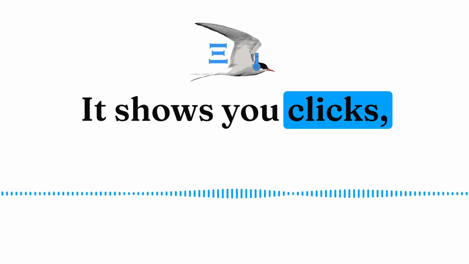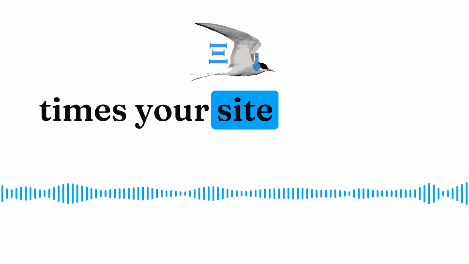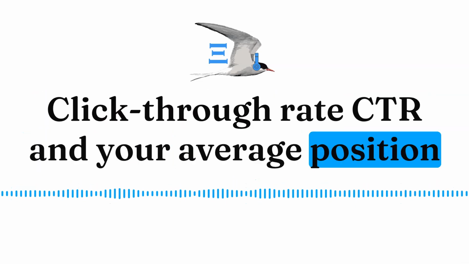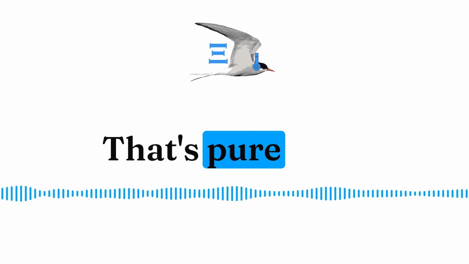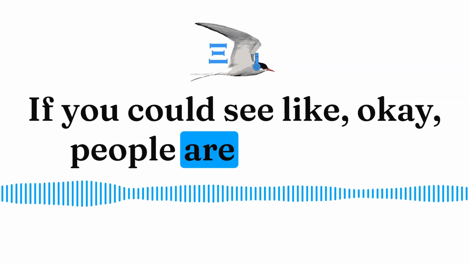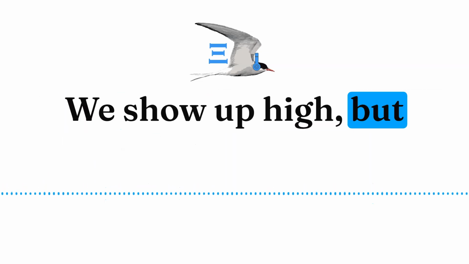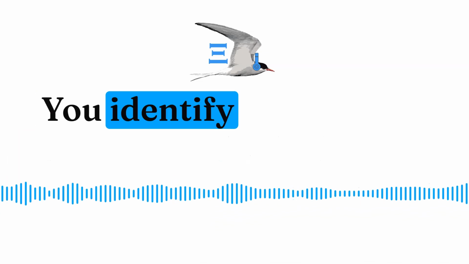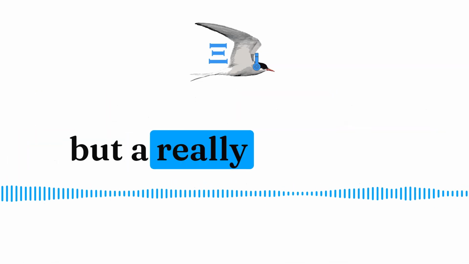It shows you clicks, impressions (how many times your site appeared in search results), click-through rate (CTR), and your average position for different keywords. That's pure gold. As you could see, like, okay, people are searching for blue widgets, we show up high, but nobody's clicking. Precisely. That's a classic GSC insight. You identify those pages with tons of impressions, but a really low CTR.